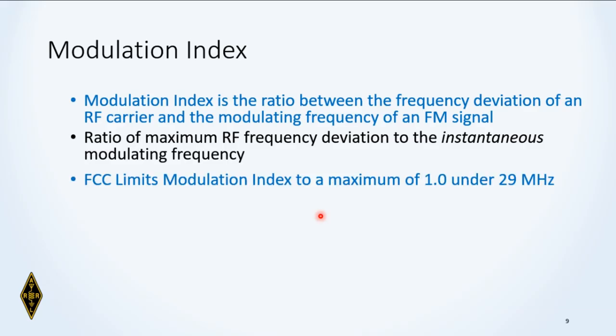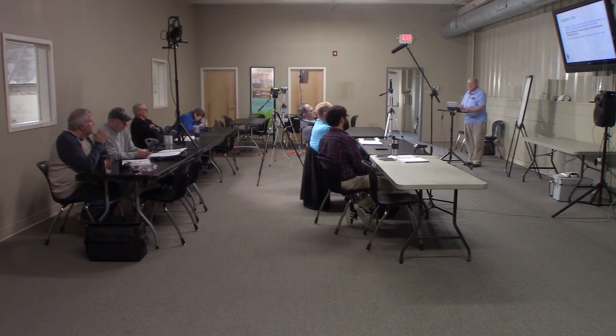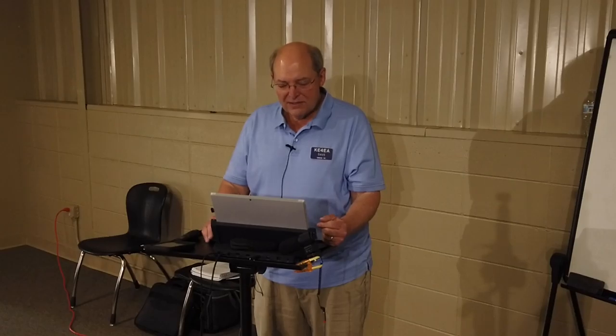Now, here's something really interesting. FCC limits modulation index to a maximum of 1.0 under 29 megahertz. And I'll have a little bit more on that. Now, where is 29 megahertz? What band is that? So the 10 meter band. And the place where I was getting tripped up a little bit, I always thought of the 10 meter band as 28 megahertz. Well, that's where it starts, but it goes up to like 29.7 or something like that. So this 29 megahertz number falls in the high end of the 10 meter band. So something changes in the rules when you get over that point.